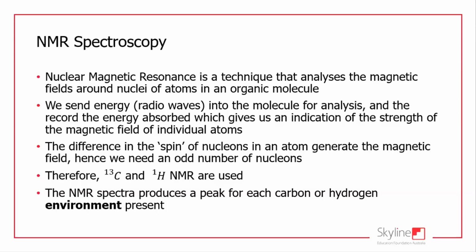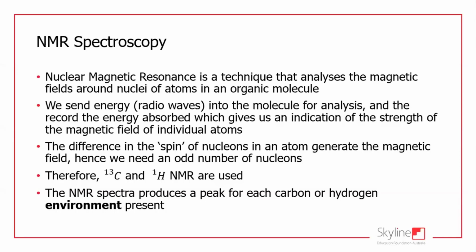Now there might not be a difference in spin if you've got an equal number of protons and neutrons. Therefore, we use isotopes with an odd number of nucleons. So we use carbon-13 and hydrogen-1. We usually have carbon-12, which is 6 protons, 6 neutrons. We're using 6 protons, 7 neutrons, and hydrogen, which is usually 1 proton, 1 neutron, we're just using as 1 proton. And that's what C13 and H1 means. You don't really need to know more about it than that.